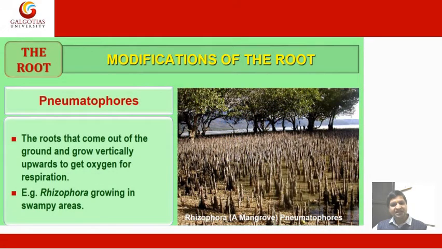Pneumatophores, the roots that come out of the ground and grow vertically upward to get oxygen for respiration, that is Rhizophora, growing in swampy areas, especially in mangroves in the coastal region or island. You will see the pneumatophores.